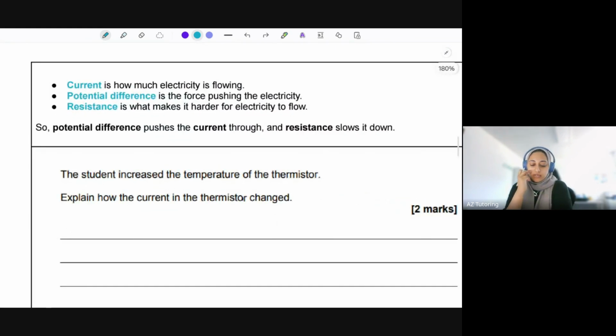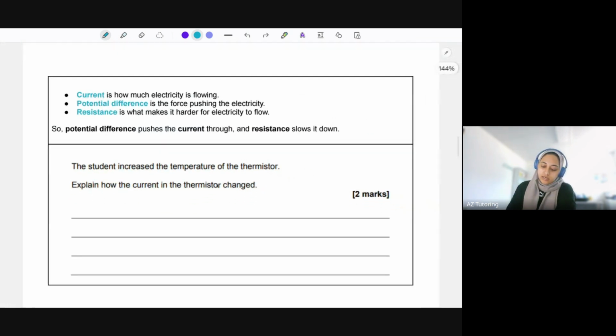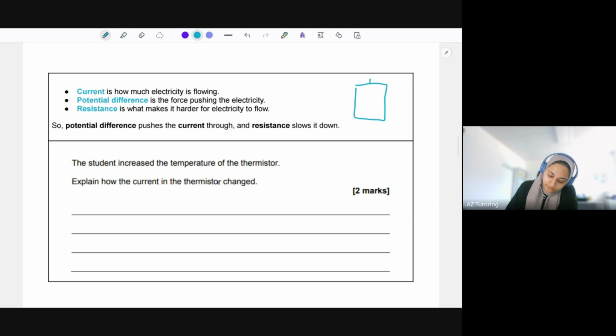Okay, current is how much electricity is flowing. So let's say I've got a circuit. Got a lamp there as well. Positive to negative. So your current is your actual electricity flowing through the circuit. That's your current. Your potential difference is the force that's pushing that. So the higher the potential difference or voltage, the faster the push will be around of the current. So for example, you'd want a greater potential difference with a fast charger, because you want the push to be greater of the current. So that's why you'd increase the potential difference.